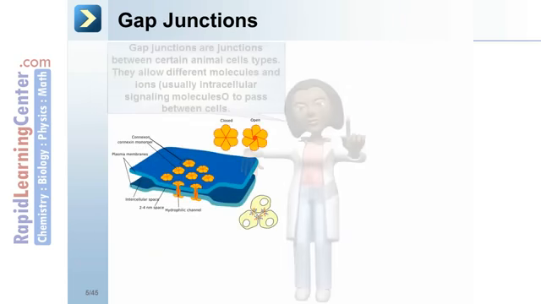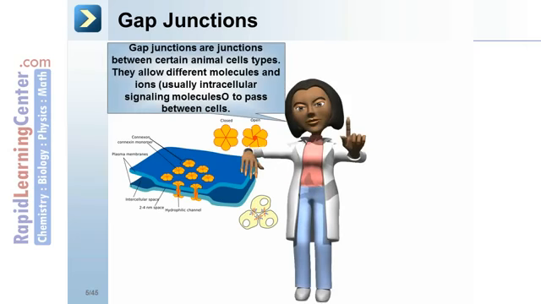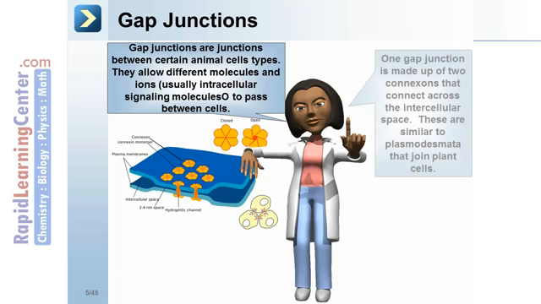Gap junctions. Gap junctions are a junction between certain animal cell types. They allow different molecules and ions, usually intracellular signaling molecules, to pass between cells. Notice an open and a closed junction.